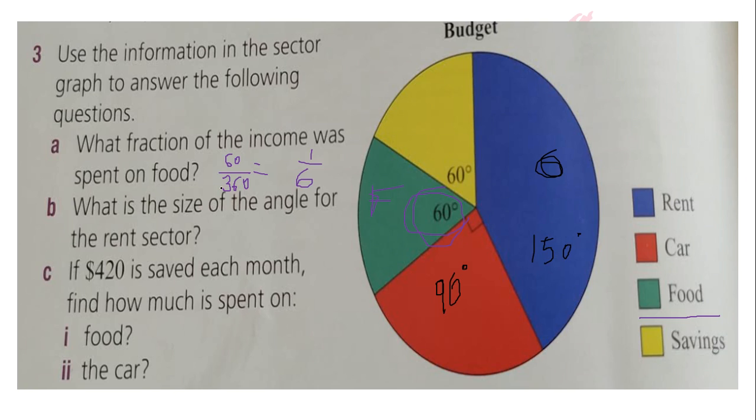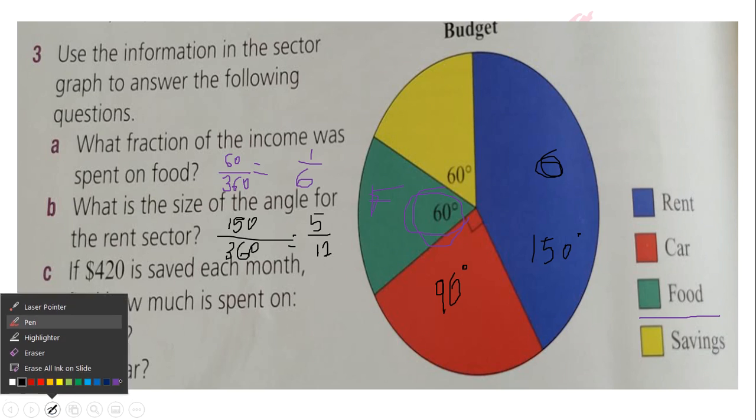So now with that we know that, what we have to do is 150 by 360, which is equal to 5/12.